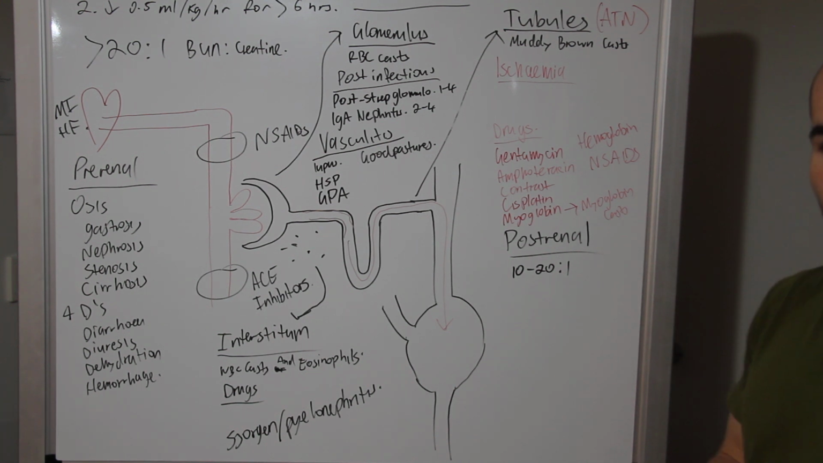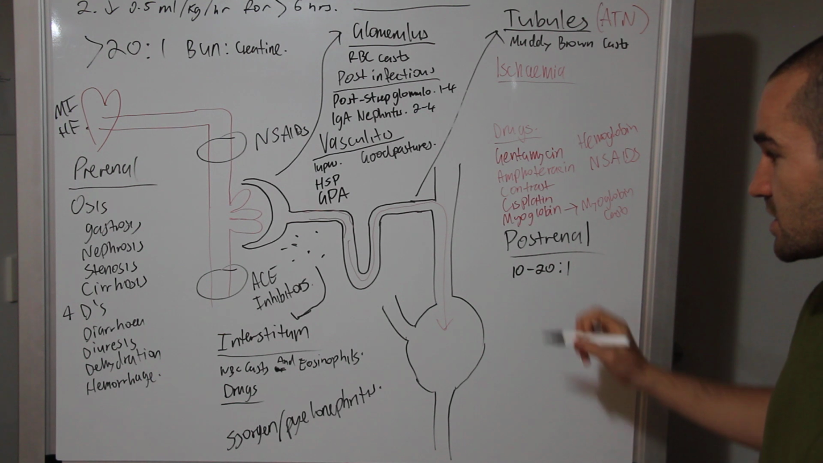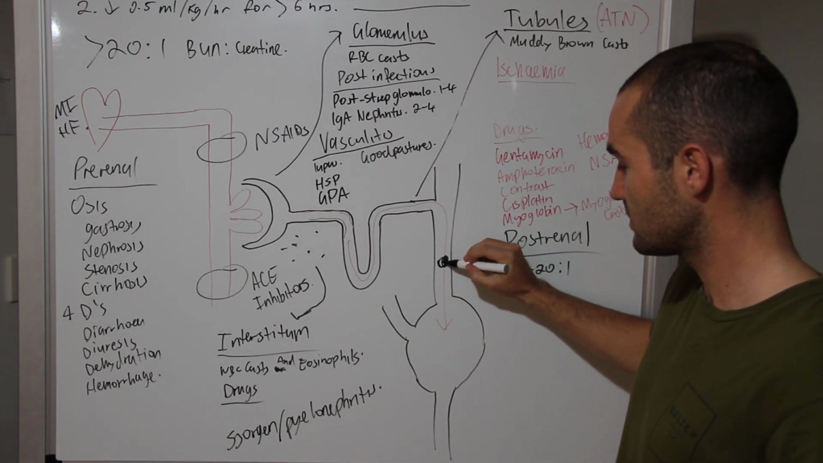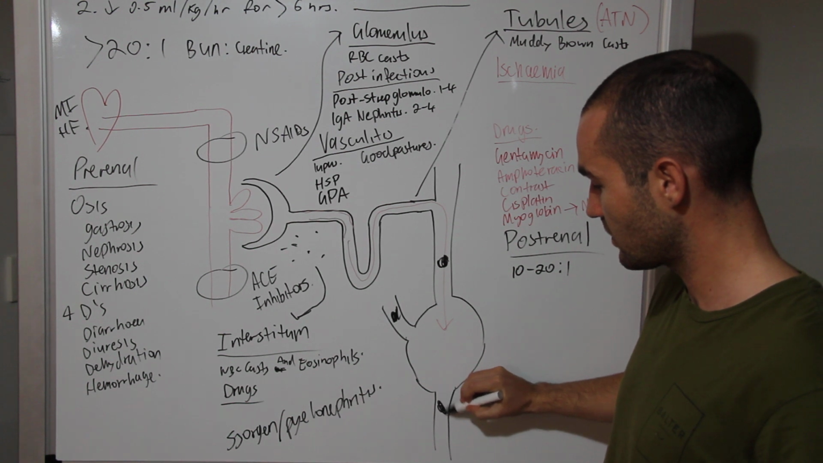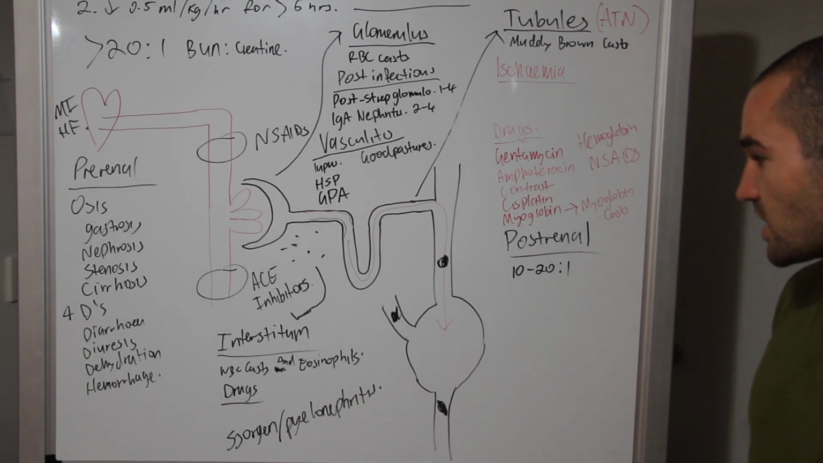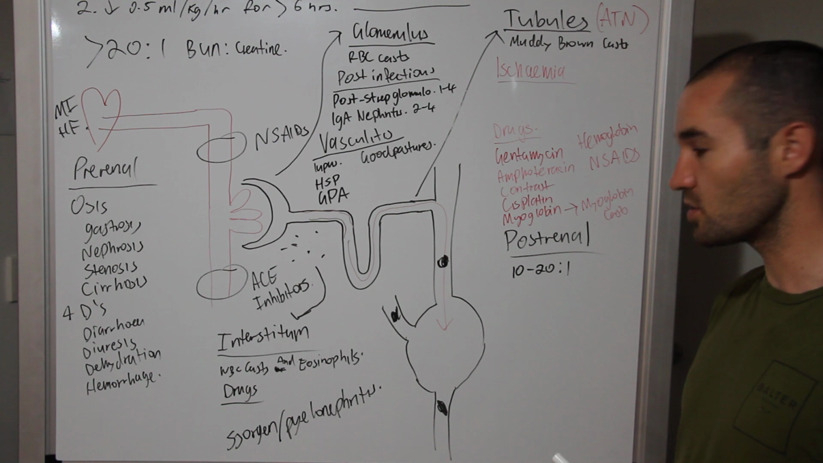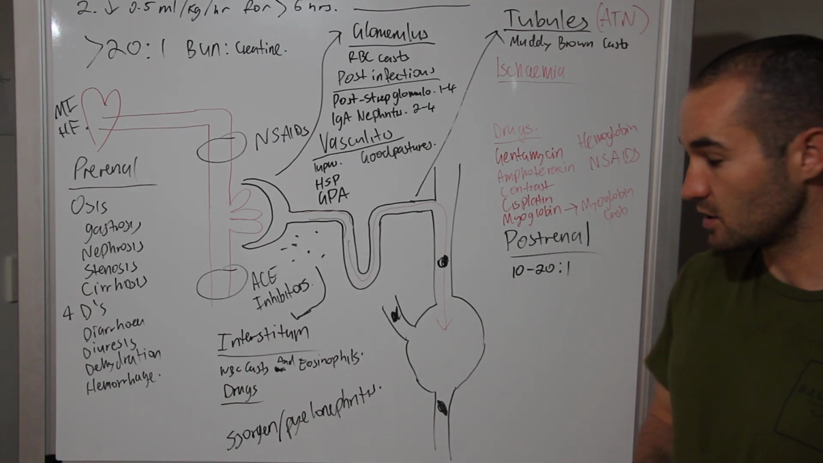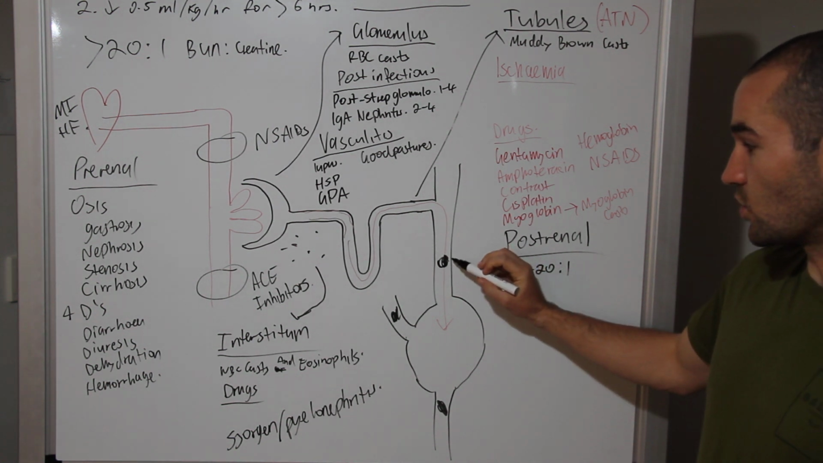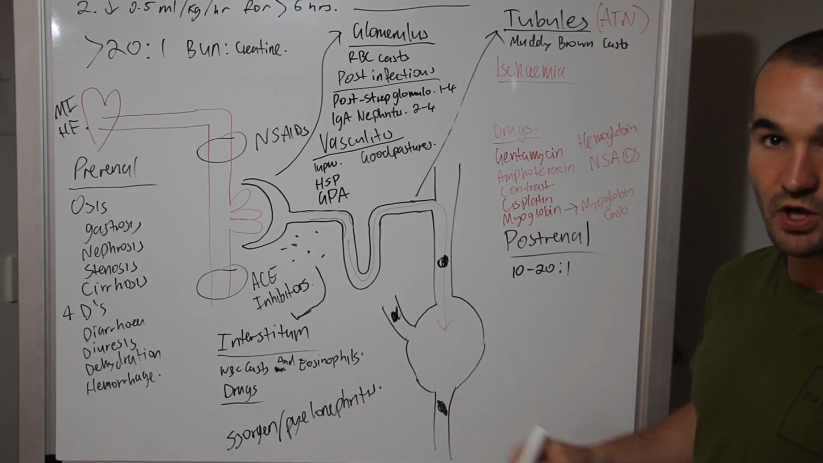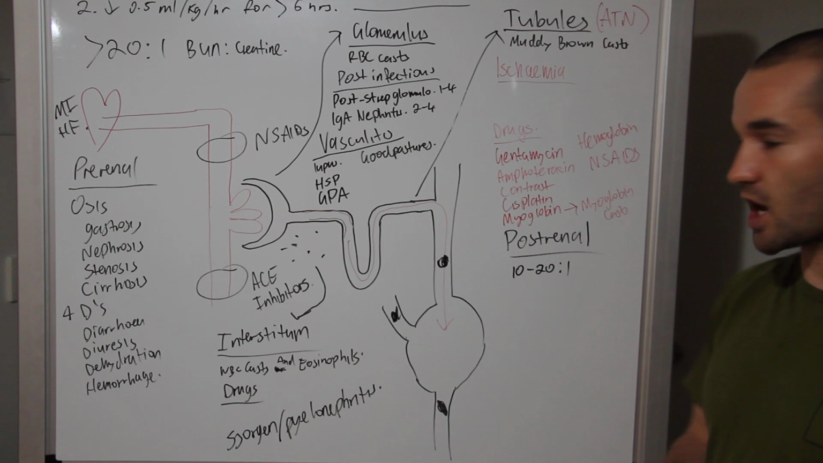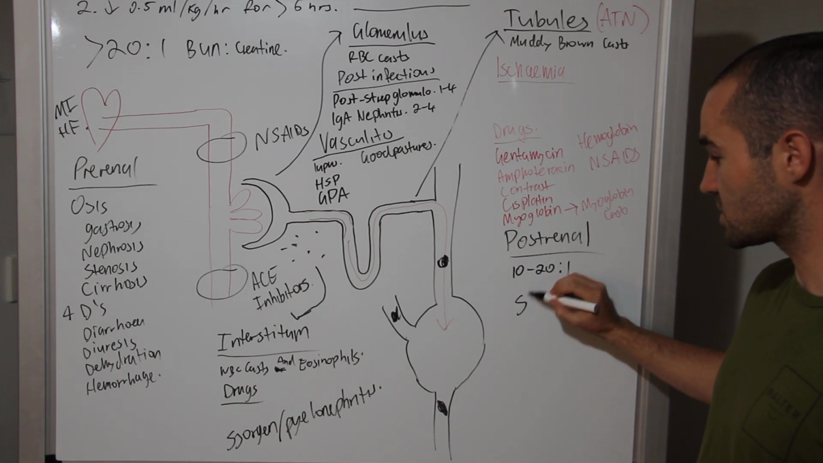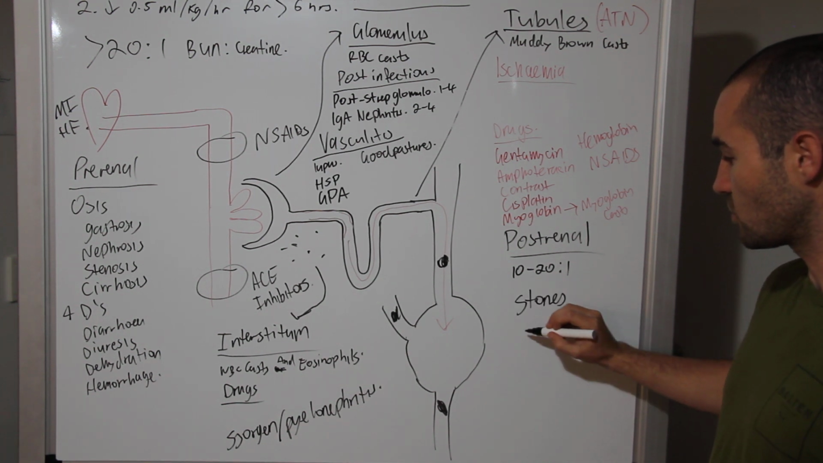Now this is going to be an obstruction. So the obstruction can be here or here. And the obstruction is either going to be a stone or a tumour. So this includes your kidney stones, urethral stones, or your tumours that can occur here, including benign prostatic hypertrophy. So look out for stones or tumours.